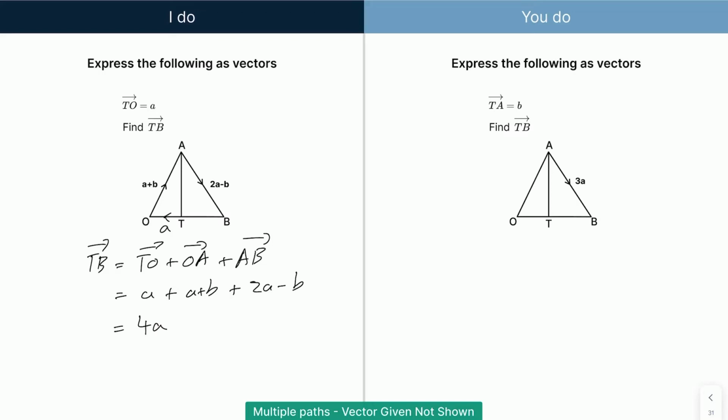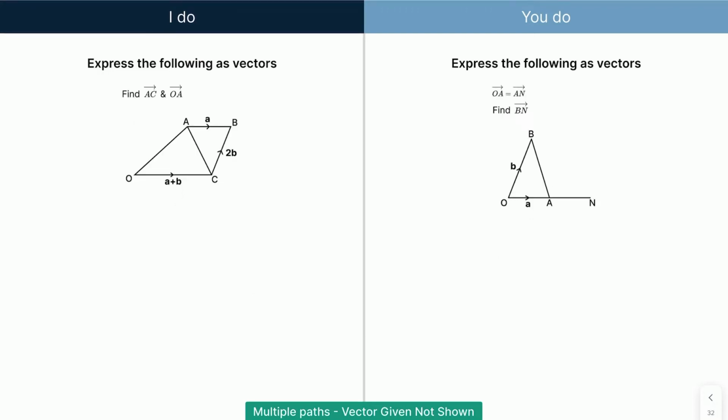So again, on the right, we've been asked to go from T to B, but this time we've been given T to A. So T to A is given as B, which means you can just go that way. And again, we can write the full answer out, showing all our working out. T to B is T to A, and then A to B, and that is B plus 3A.